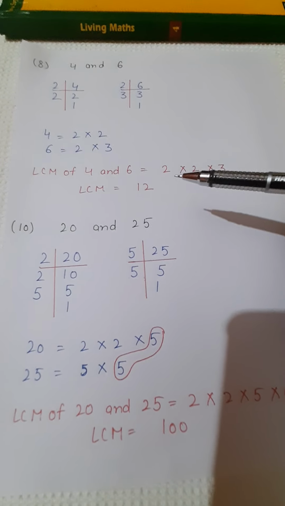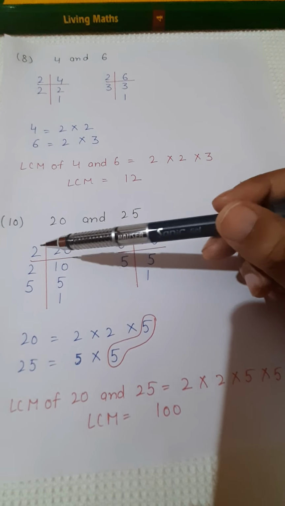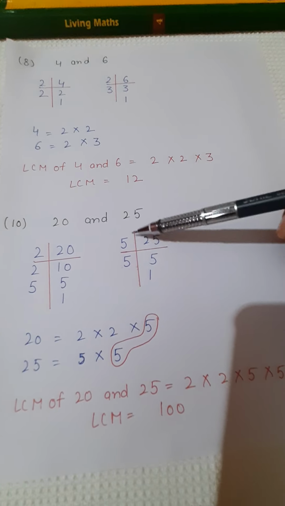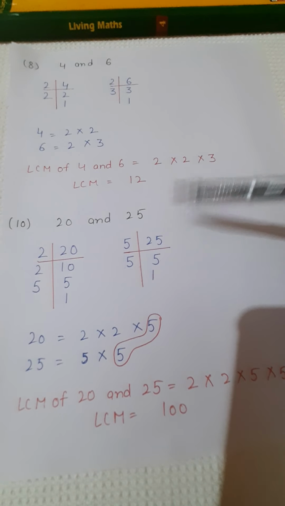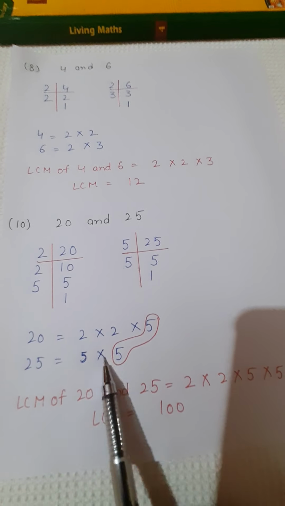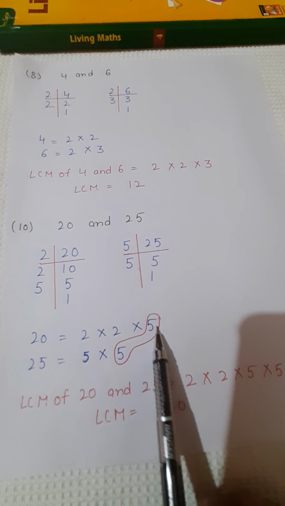Now look at question number 10: 20 and 25. Make prime factors. 2 1s are 2, 0, then 2 5s are 10, and 5 1s are 5, then 5 5s are 25, and 5 1s are 5. Now look here, 20 is 2 into 2 into 5, and 25 is 5 into 5. Make the common factor, the common number, right here 5.